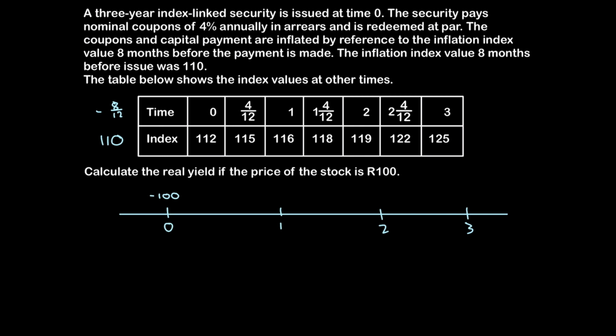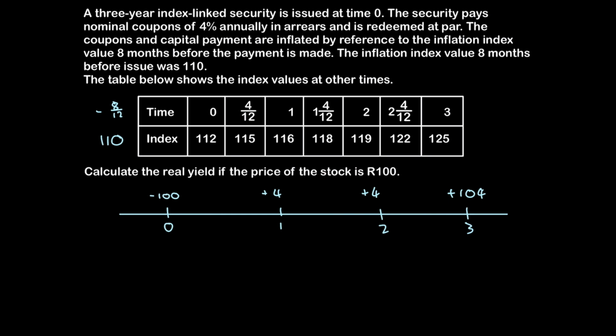Okay, so what are our coupon payments? So the coupon payments are 4% annually in arrears. So that's 4% of 100, which is 4. And at time 3, we shall also receive 4. But on top of that, we receive the initial price of the stock. Let's redeem that at par, so that's plus 100. So we just have plus 104. So we have the nominal values over here.